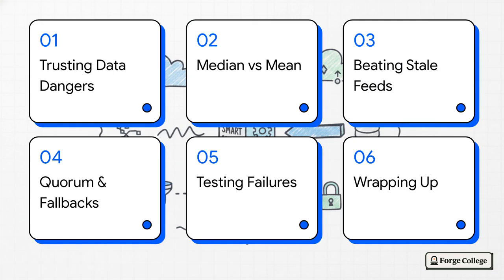First, we'll cover the danger of trusting data. Second, aggregation, specifically median versus mean. Third, beating stale data feeds. Fourth, quorums and fallback strategies. Fifth, testing and debugging failures. And finally, wrapping up the build.